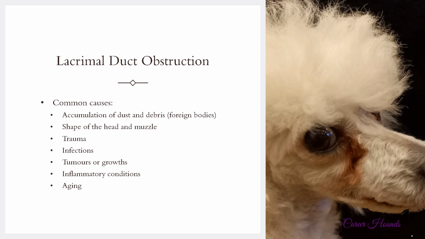Trauma from head injuries or trauma around the eyes can damage the structures related to tear drainage and cause an obstruction.